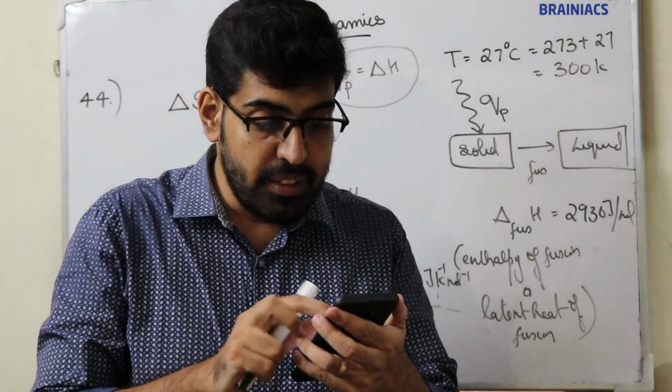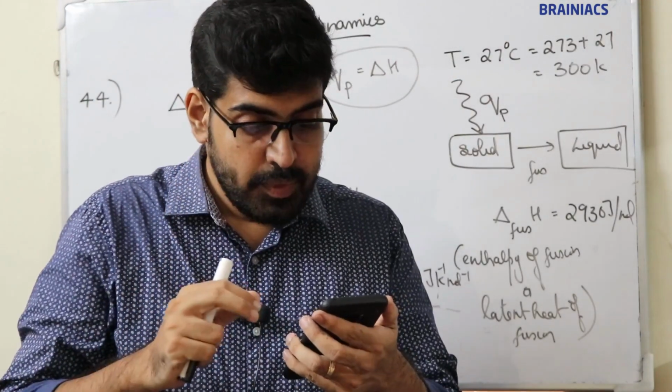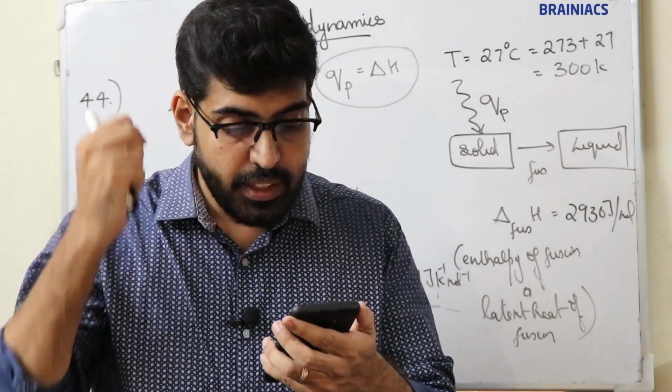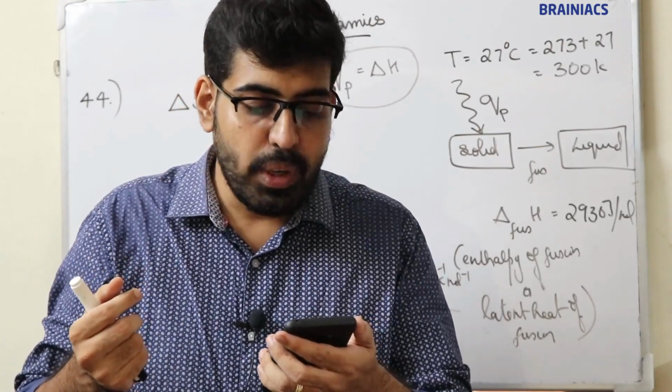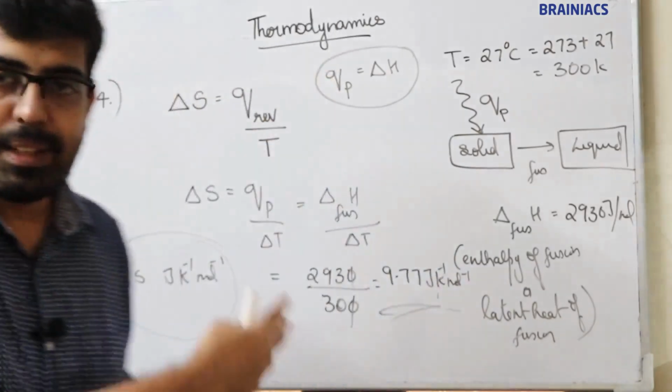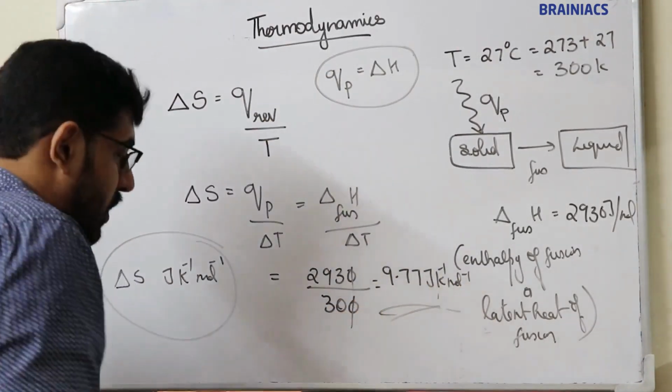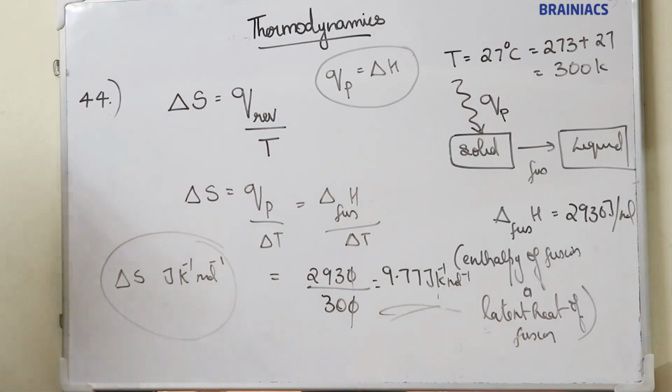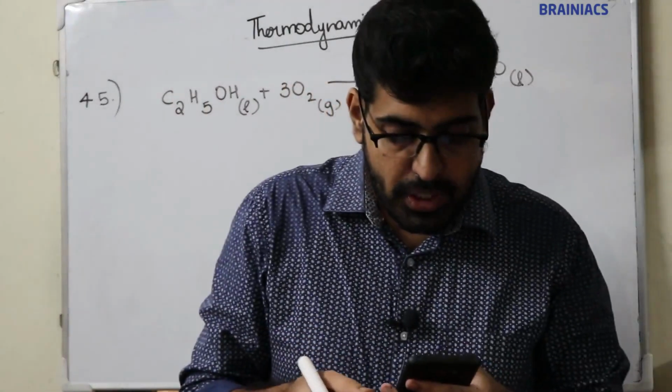So the answer is option 1, 9.77 joules per mole Kelvin. I think it's clear, joules Kelvin inverse mole inverse is the unit of entropy. So the answer is option 1. I think it's clear. Question number 45.